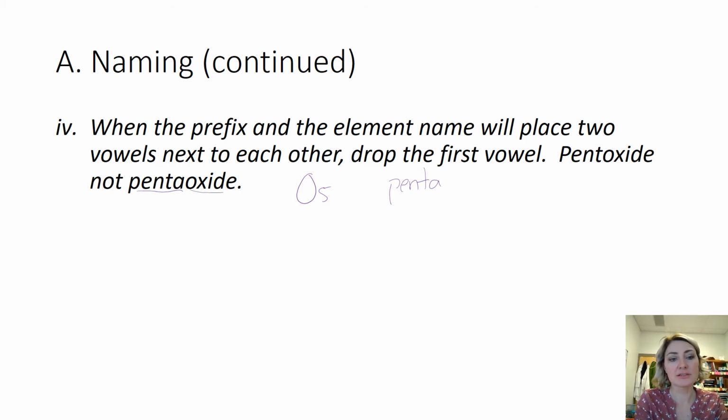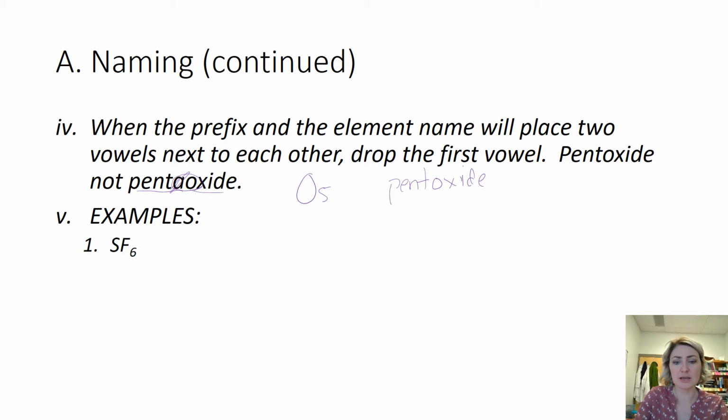Okay, the problem is I'm placing these two vowels right next to each other. So I'm going to drop that first vowel, and I'm instead just going to continue with my word, oxide. So it's pentoxide, not pentaoxide. It's kind of a funky rule you'll run into. And the more you do this, the more natural it's going to feel when you're saying it. Let's go through some examples.